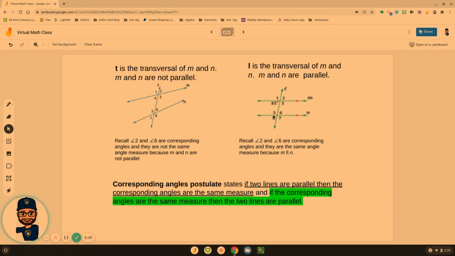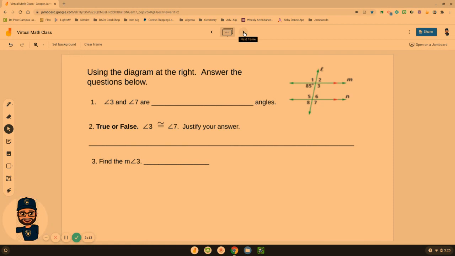All right, that's something we've talked about in the past, and we talked about in our last couple of live sessions. Now, based on that, pause the video, or I can't pause it, but answer the couple of questions that are going to come up now. Number 1, angle 3 and angle 7 are blank angles. Number 2, true or false, angle 3 is congruent to angle 7. Why? And number 3, find the measure of angle 3.